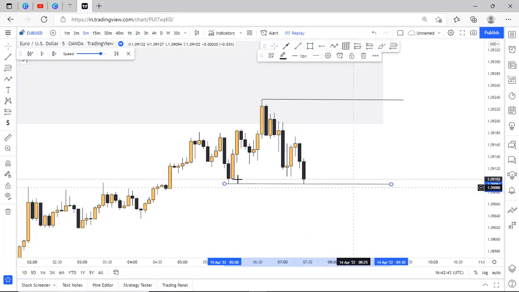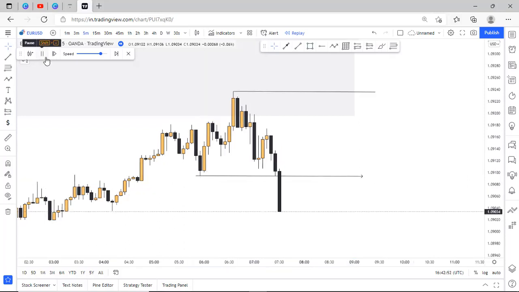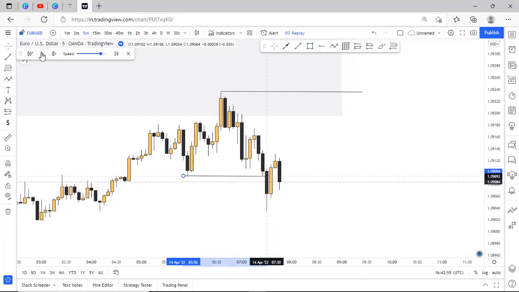So before I take my sell trade, I'll be waiting for this low to be broken below before I look for my entry. So let's see if we get a break to the downside. Yeah, as you can see, now we have a break of structure to the downside right here. You can see we have this break of structure.